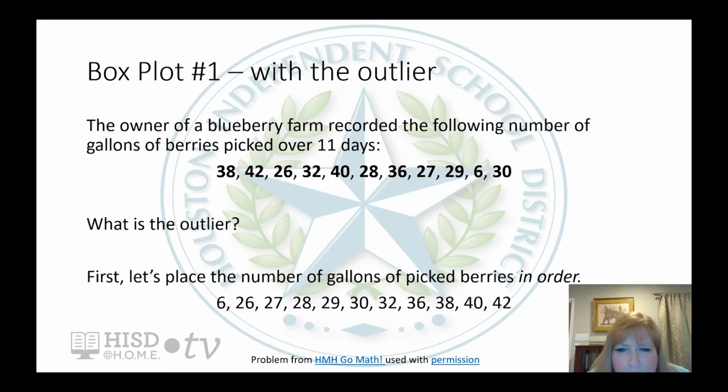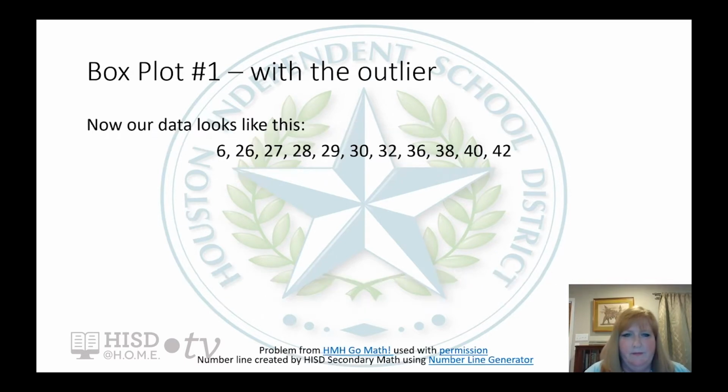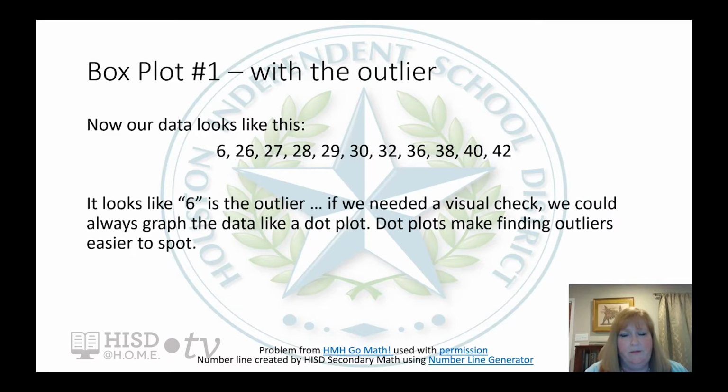I have to make sure that I have the same data points from before. Oh, I had 11 numbers before. I have 11 numbers afterwards, and I think I put them in order right. So our data looks like this. And I'm thinking that 6 is the outlier, but I want to do a visual check.